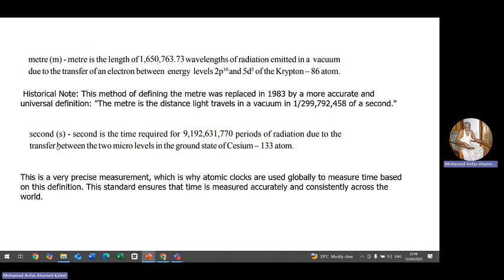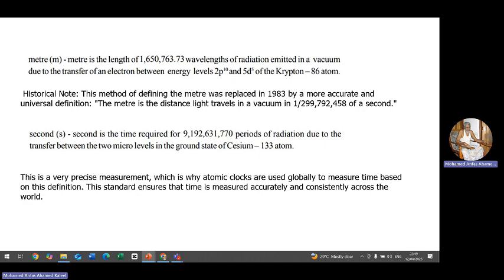Let's take the definition of the second. The second is the time required for 9,192,631,770 periods of radiation due to the transfer between two micro levels in the ground state of a cesium-133 atom. Periods means equal phases.